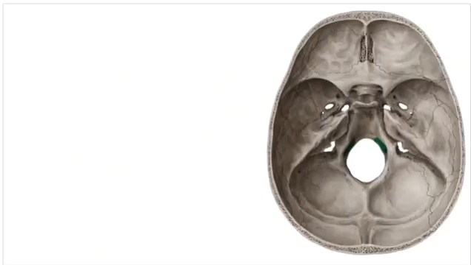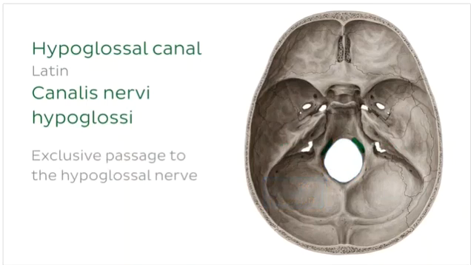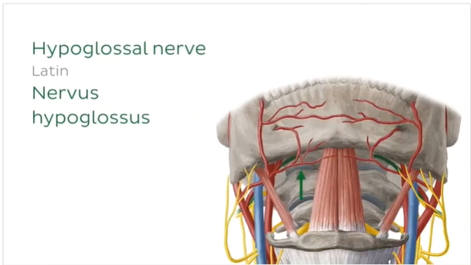It then exits the skull through the hypoglossal canal, which is indicated in green right about here when observed from a superior perspective. The hypoglossal canal is a bilateral structure, meaning that there's one on each side lateral to the foramen magnum, and it gives exclusive passage to the hypoglossal nerve alone, meaning no other blood vessels or nerves pass through the hypoglossal canal.